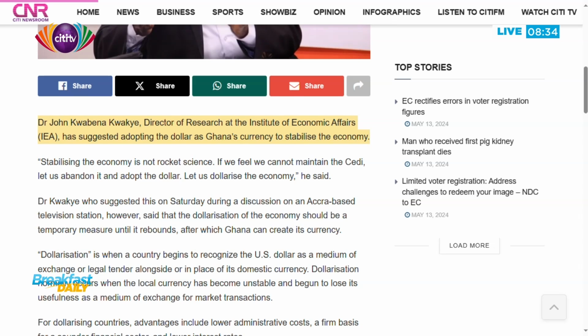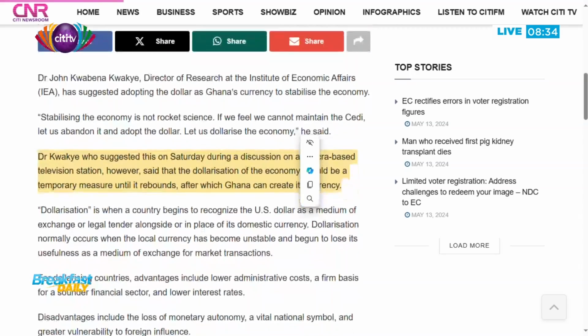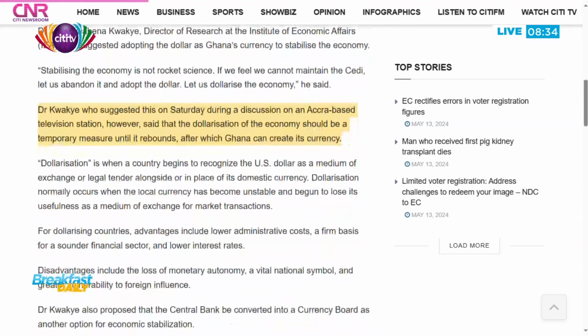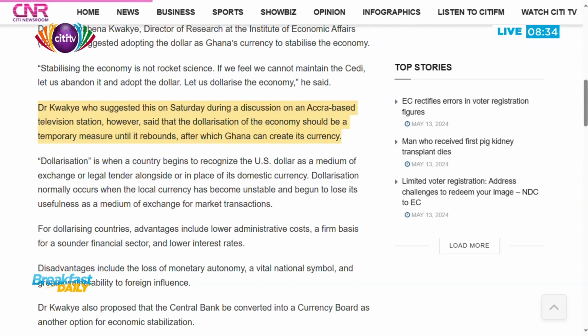Now, stabilizing the economy is not rocket science. If we feel we cannot maintain the cedi, let's abandon it and adopt the dollar. Let's dollarize the economy, he said. Now, Dr. Kwakye, who suggested this on Saturday during a discussion on an Accra-based television station, however, said that the dollarization of the economy should be a temporary measure until it rebounds, after which Ghana can create its currency.